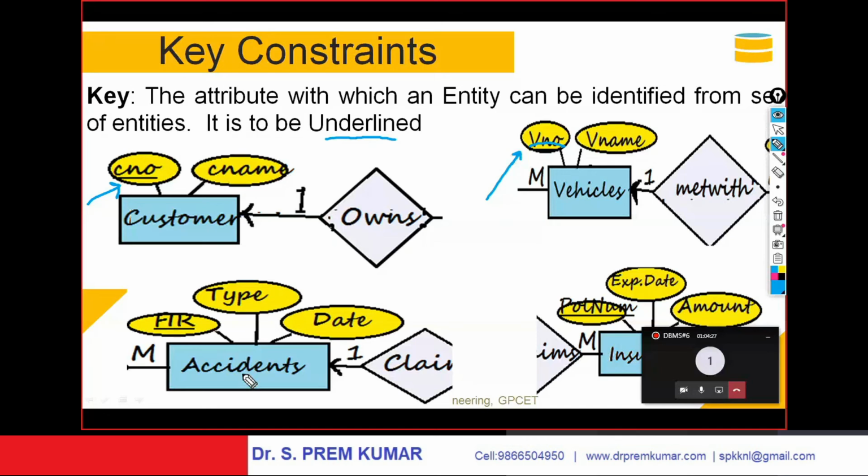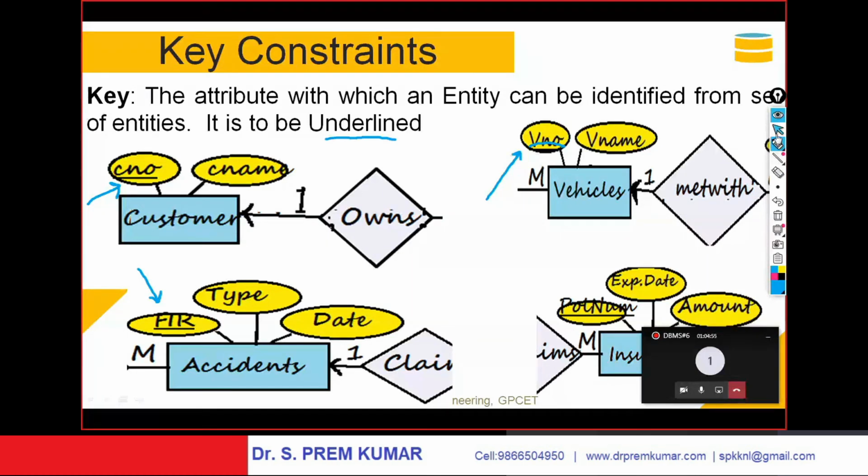Whenever there is an accident, the police registers an FIR, the First Information Report. FIR is underlined, and it will not be duplicated. So this is called a key. In customers, customer number is a key. In vehicles, vehicle number is a key, which is given underline. Under accidents, FIR is taken as a key, which is given underline.